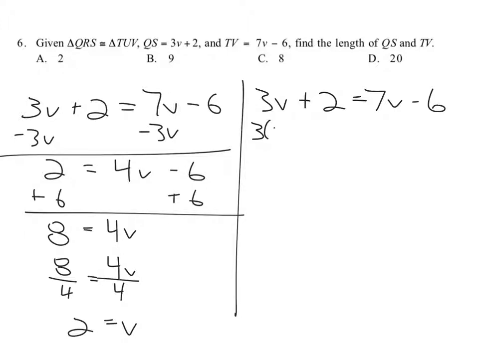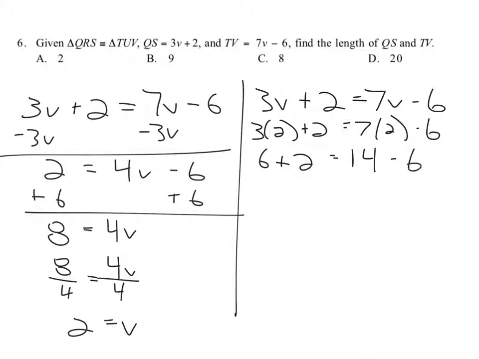So 3 parentheses 2 plus 2 equals, parentheses 7 parentheses 2 minus 6. So we've got here 6 plus 2 equals 14 minus 6. 8 equals 8. And the side lengths of both are 8. So we're going to mark that as choice C. And we are done.